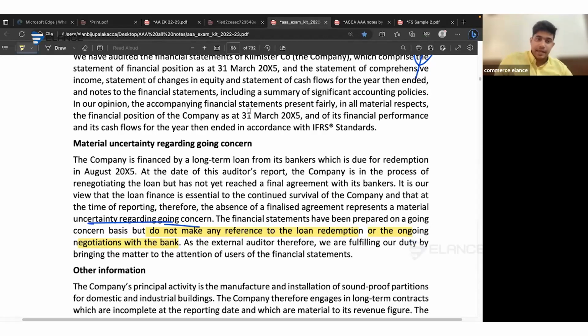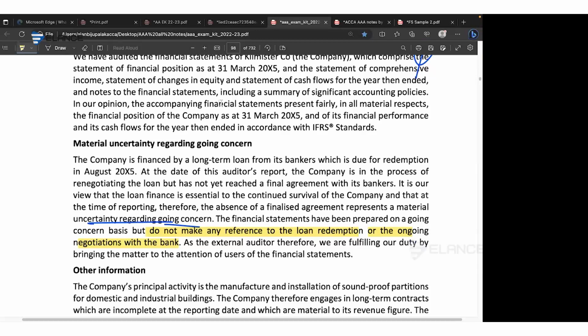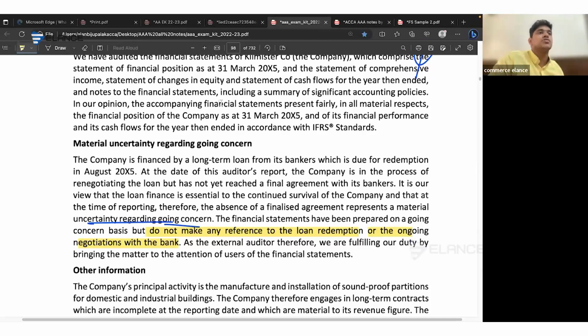So they have mentioned clearly that the client company has not made any disclosures in their financials in relation to uncertainty relating to going concern, as they do not make any reference to the loan reduction or ongoing negotiations with the bank. The auditor has mentioned that they have fulfilled their duty by bringing it to the attention of users of financial statements by including an emphasis paragraph. So, in this situation, is the opinion expressed by the auditor appropriate? No, because there's an uncertainty relating to going concern which is not appropriately disclosed or presented in the financials. So it represents a material mistake in the financial statements.